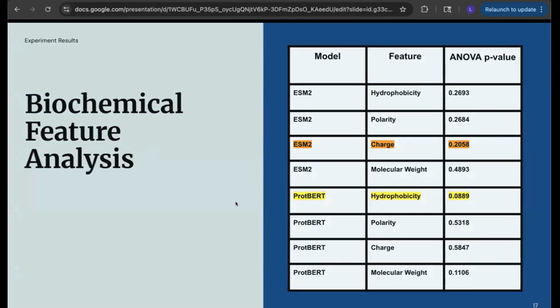Then I performed a series of ANOVA tests for the two different models and all the different features that I selected. And I found that these models do in fact vary in what features they are most capable of preserving. For example, here you can see that ESM2 performed relatively consistently across the four categories, with its most prominent feature captured being charge and its least being molecular weight. ProtBERT performed less consistently and showed that its embeddings were more significantly correlated with hydrophobicity and less so with polarity and charge. So this was kind of interesting to see.